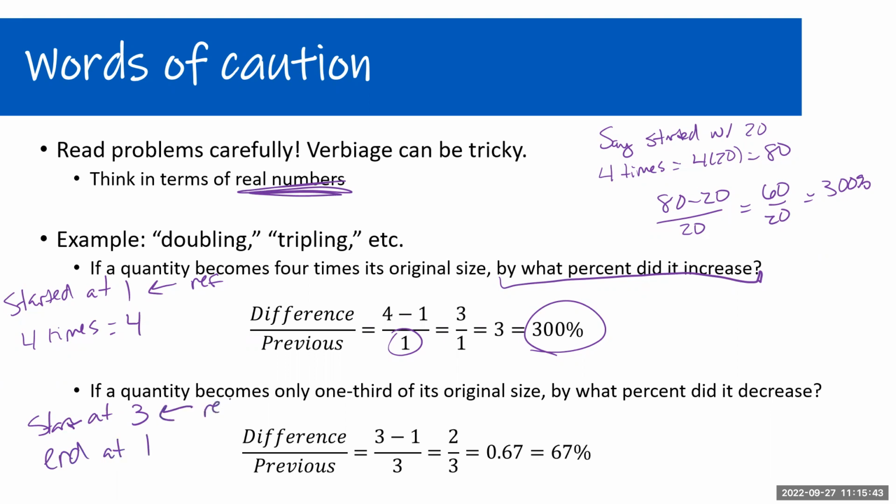Remember that the start at is your reference. The 3's down here. We can see that it decreased by 67%. Be careful. Again, it's not 33%, which is roughly 1/3. You have to be careful with your math here. Pick real numbers and run it through.